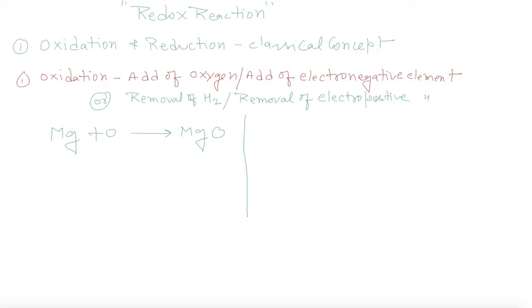And if we would like to discuss what reduction is, reduction is the reverse of this. Suppose Cl2 reacts with H2, we will get 2HCl. So addition of hydrogen, addition of an electropositive element, or removal of oxygen and removal of an electronegative element is called reduction.